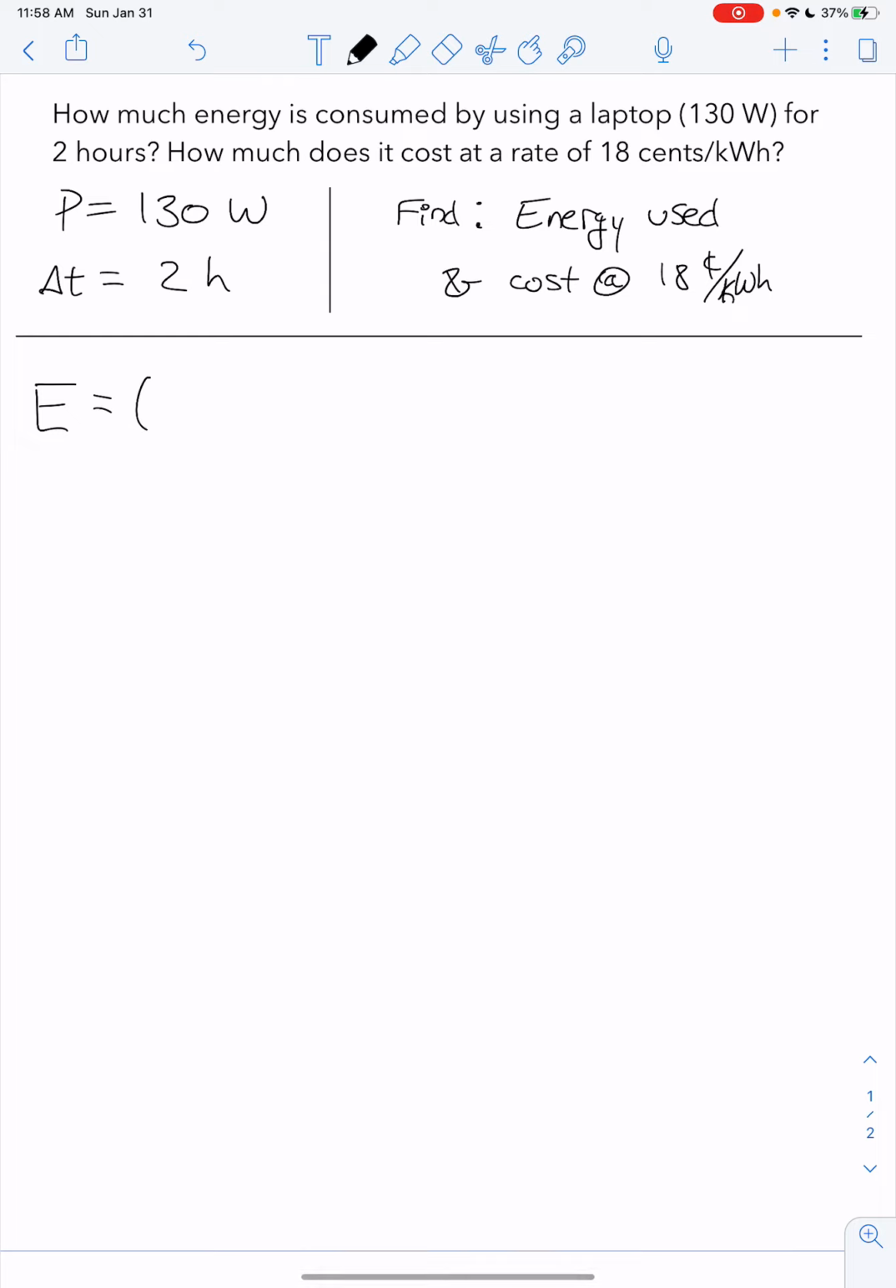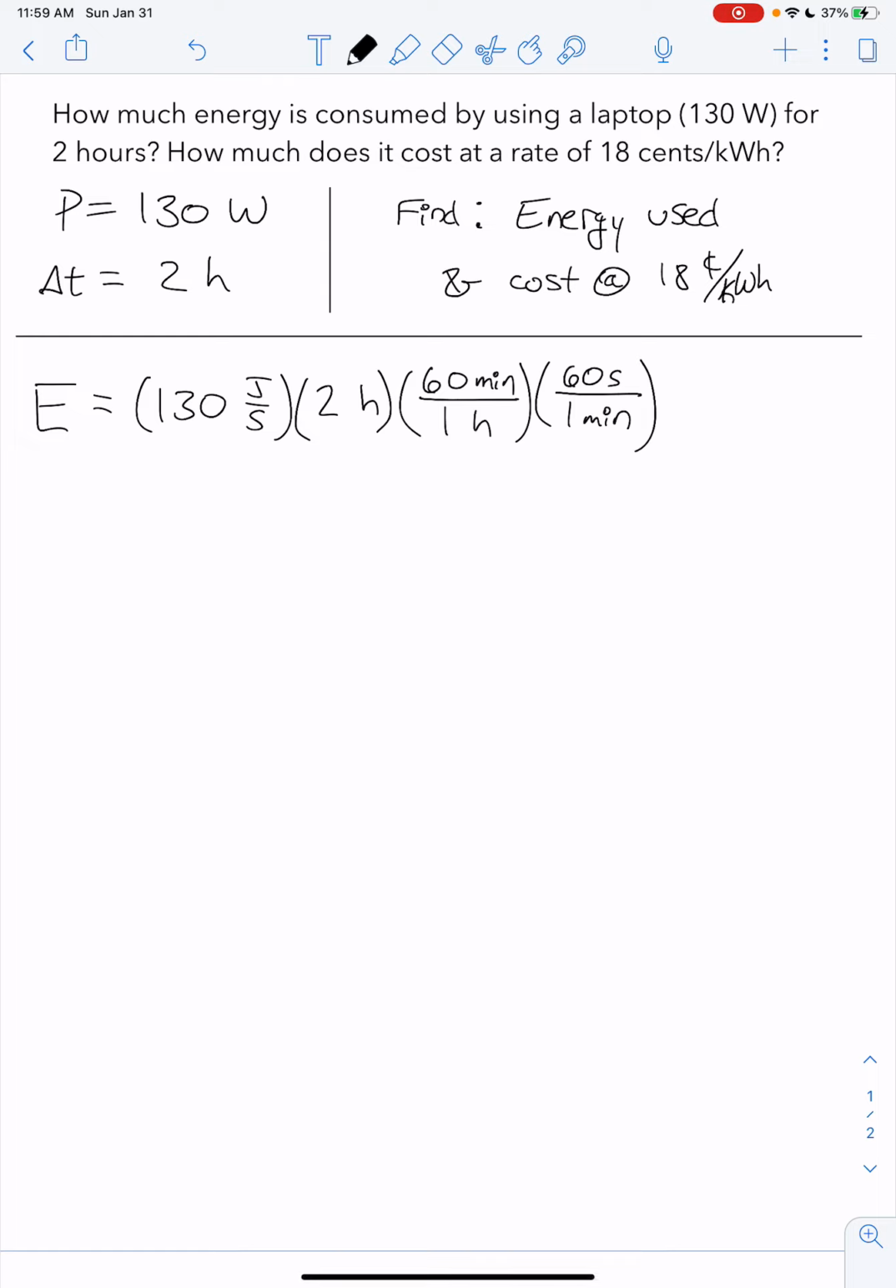Well, the energy is 130 joules per second times the amount of time, and we're given 2 hours. But, of course, our watts, our joules per second, need a conversion here. So we'll convert the hours to seconds. We've got 60 minutes in 1 hour and 60 seconds in 1 minute. Okay, and so we're going to work that through and get an energy of 936,000 joules.